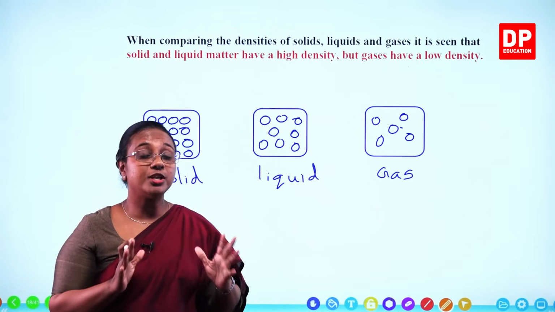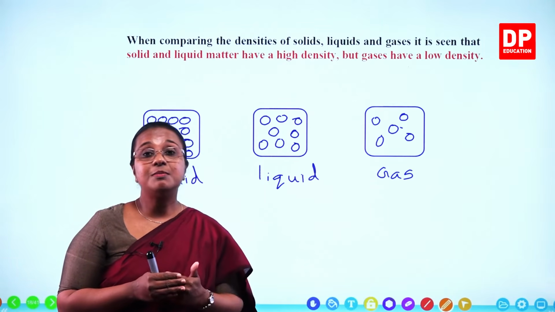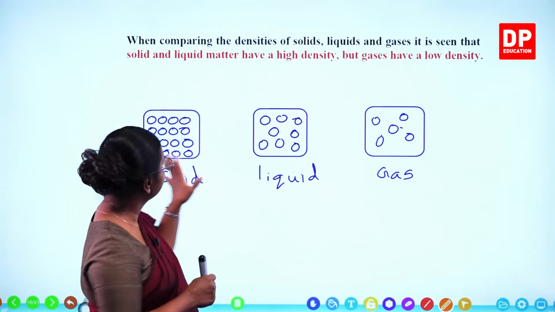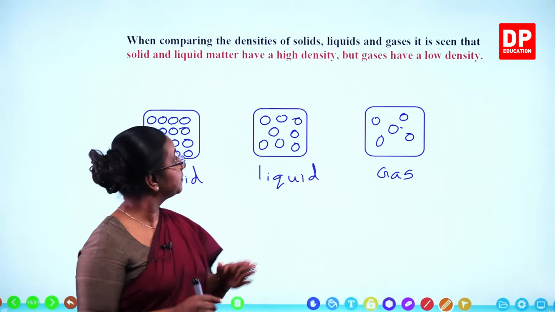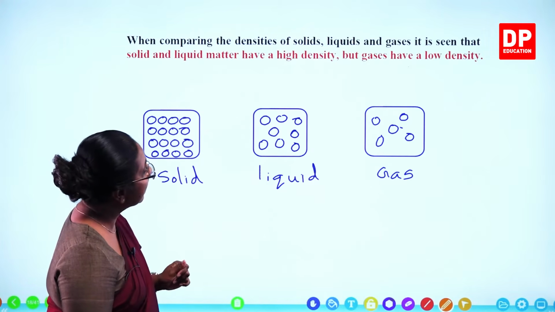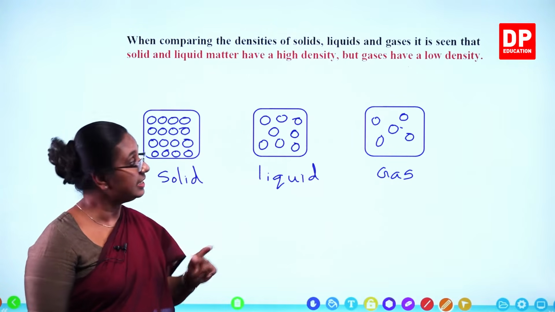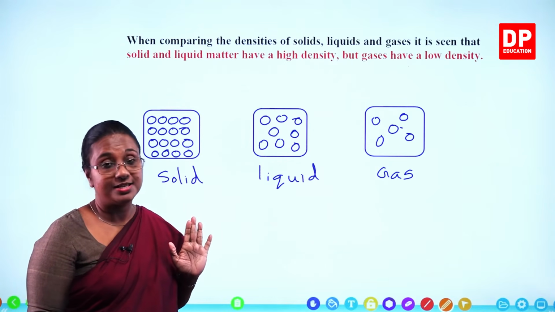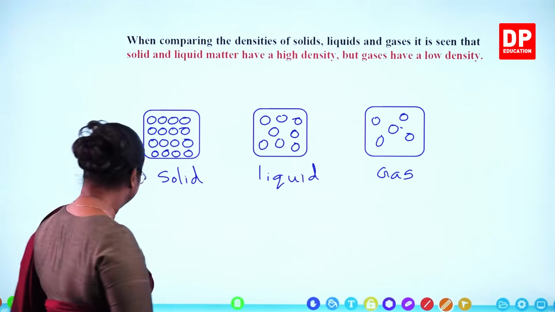Now you don't have to worry about this density in detail. You will learn about this concept in your higher grades. For now, just understand that solids and liquids have higher density compared to gases. When comparing the densities of solids, liquids and gases, solid and liquid matter have a high density, but gases have a low density. That is what you need to understand, students. With that, I will move on to the next slide.